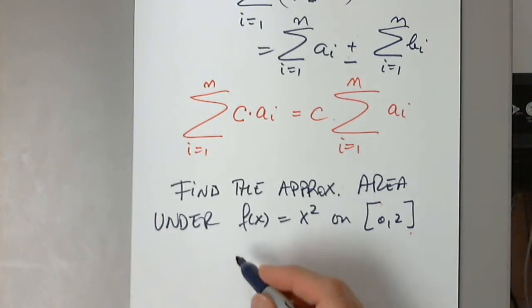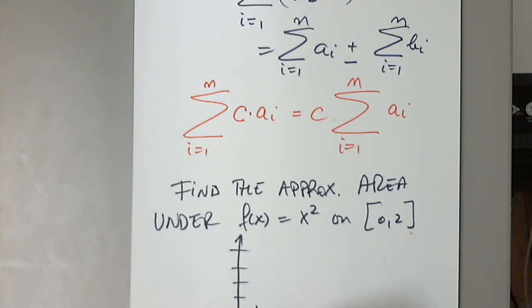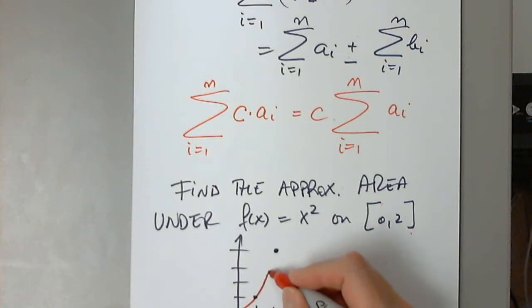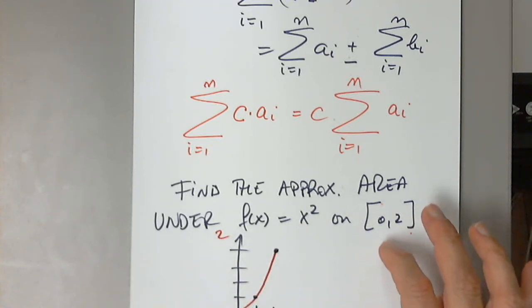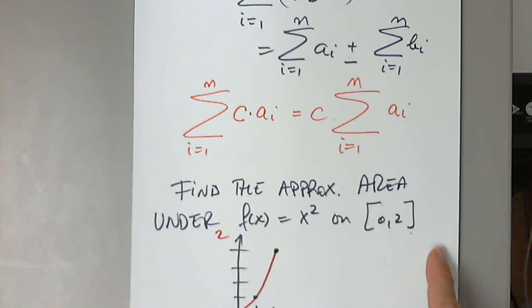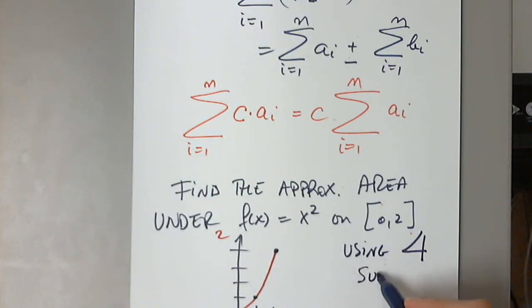Okay, so let's graph. 1, 2, 3, 4, 1, 2. Here's 1 point, here's another, here's another. So this is the graph of x squared between 0 and 2. And I have to add one thing here. Find the approximate area under this graph on the interval 0, 2 using 4 subintervals. And if you say, why 4 and not 15 or 20, we're getting there. Let's start with 4.